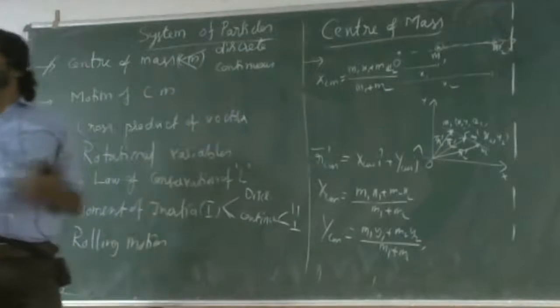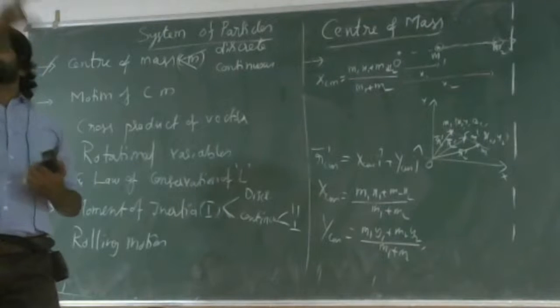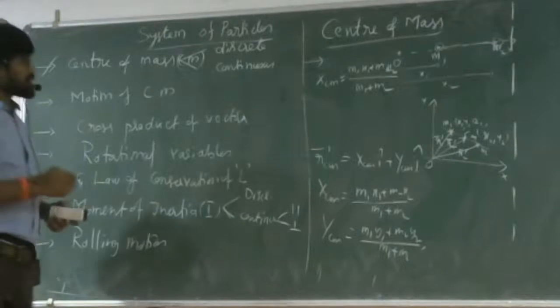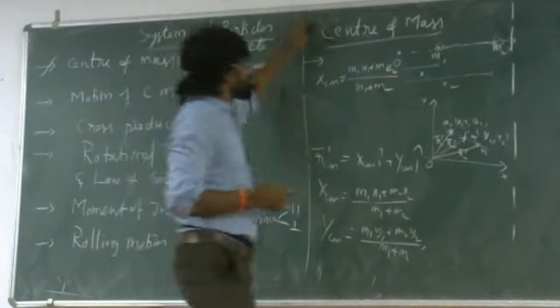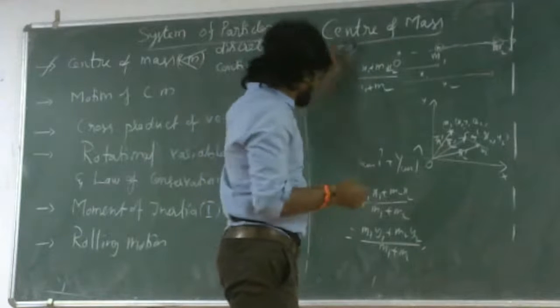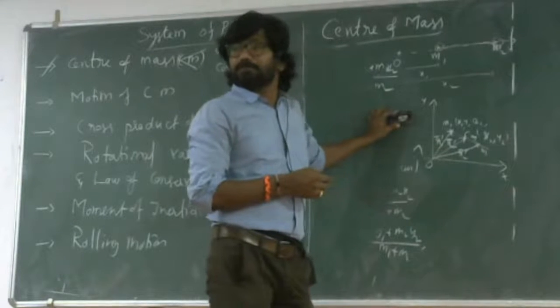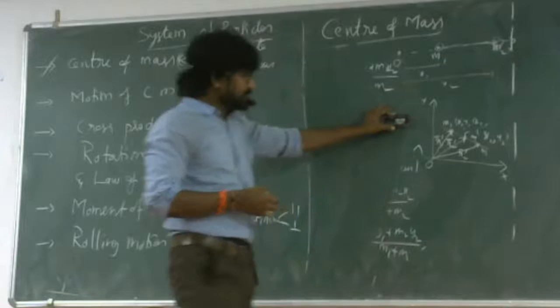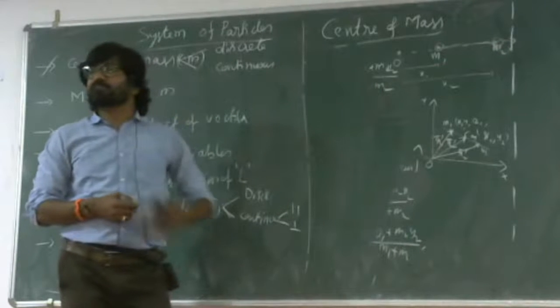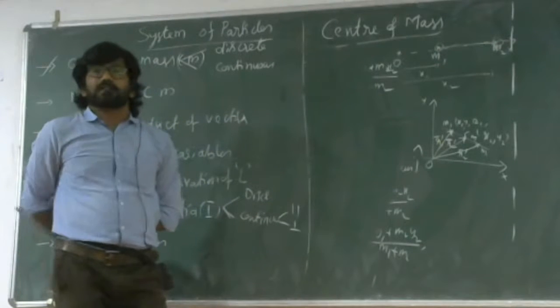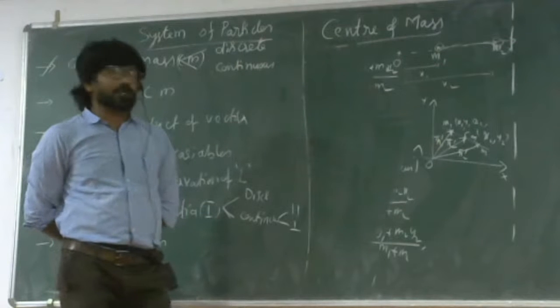Whereas if we have a continuous mass distributed system, write down the next point: center of mass of a continuous system. Copy simultaneously. I have to copy quickly along with me.